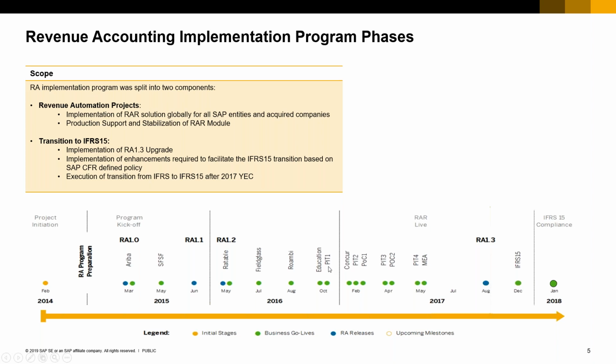PIT stands for point in time, which is our on-premise line of business. It's software and maintenance. And then services, which is POC. That's percentage of completion. So again, one of the reasons why we split up on-premise into 3 different phases was because of the sheer volume of contracts that we had to migrate.